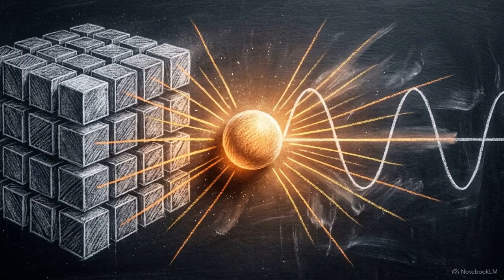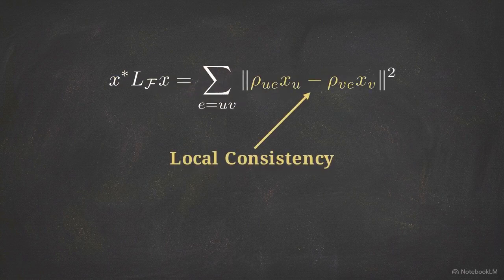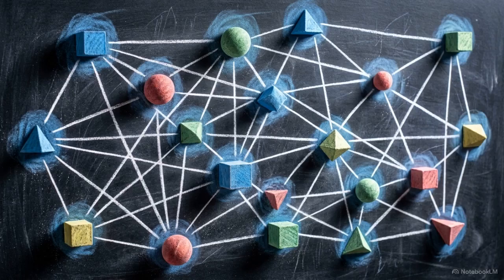By combining individualized stalks with customized restriction maps, the network acquires the mathematical vocabulary to compare different data structures in a shared abstract space. The degree zero sheaf coboundary calculates the exact mathematical difference between states projected into the edge space. Multiplying this by its adjoint produces the Sheaf Laplacian. Its quadratic form explicitly penalizes the failure of local consistency rather than mere variation. If an assignment of data across the network perfectly satisfies every restriction map simultaneously, the energy drops to zero.